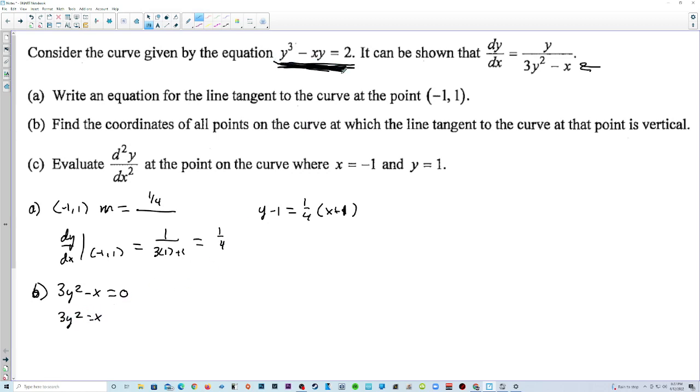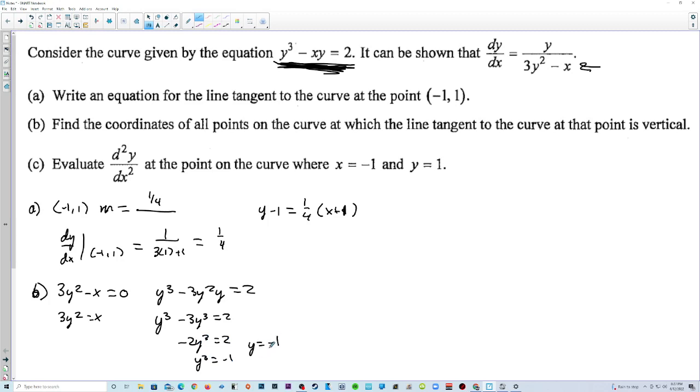So let's grab this one, and we're going to plug in 3y squared for the x. So y to the third minus 3y squared times y is equal to 2. So y to the third minus 3y to the third is equal to 2. Negative 2y to the third is equal to 2. So y to the third is equal to negative 1. So y is equal to negative 1.